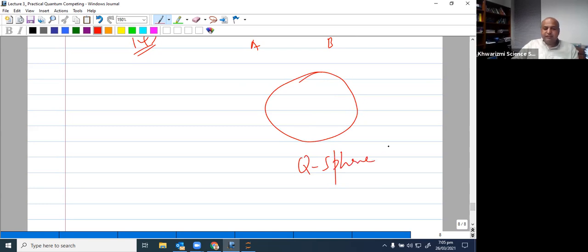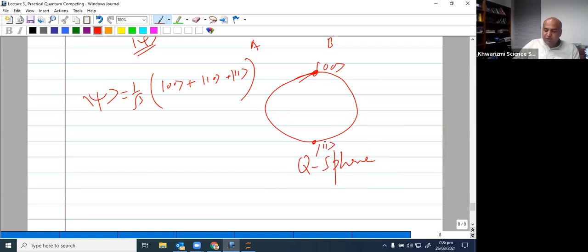So the Q-sphere works like this. Let's say you have a state like 1/3 of 00 plus 10 plus 11. What they do is label the top pole of a sphere as the 00 part, and the bottom pole as the 11 part, and then the middle part as the 01 part. So this would be 01, and this part would be 10.